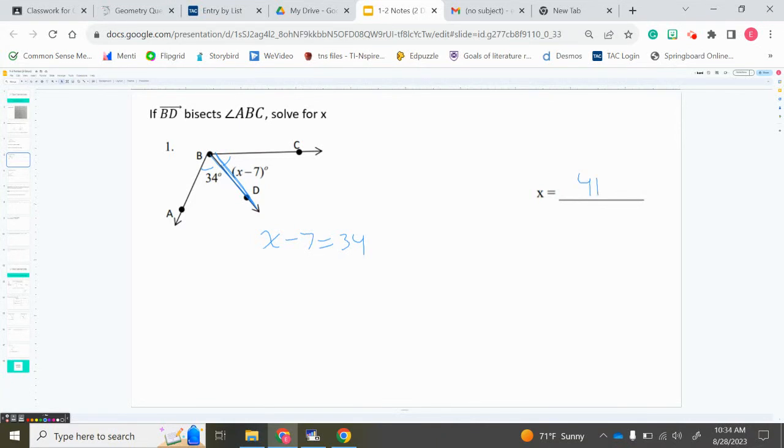So they're telling us x is equal to 41, which means that I can check this easily if I substituted this in. I could take 41 minus 7, and that actually gives me 34, so I know that this is working. Okay? Questions on that? Okay.